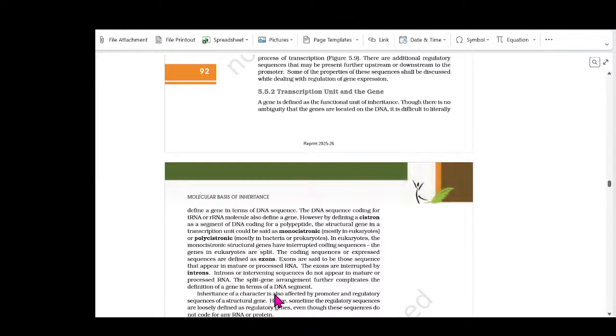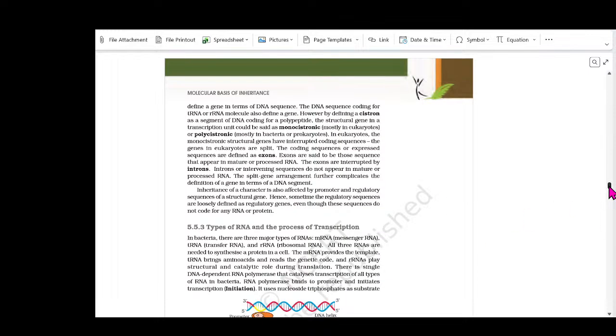Inheritance of a character is also affected by the promoter and regulatory sequences of a structural gene. Hence, sometimes the regulatory sequences are loosely defined as regulatory genes, even though these sequences do not code for any RNA or protein.